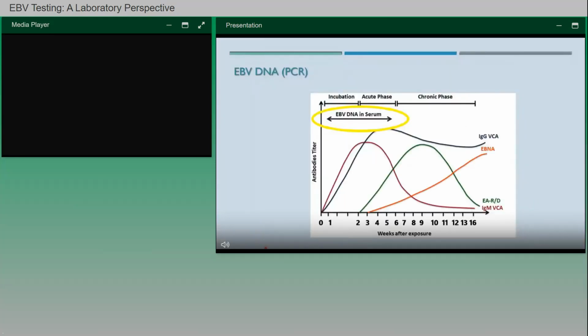You may not have noticed, but in all the graphs that I was showing you, we can also see this line here, which shows that we can detect EBV DNA in serum. So we now have PCR tests for Epstein-Barr virus as well. It's definitely not common. When would you use a PCR test for EBV? Usually it's going to be in a pretty complex case.